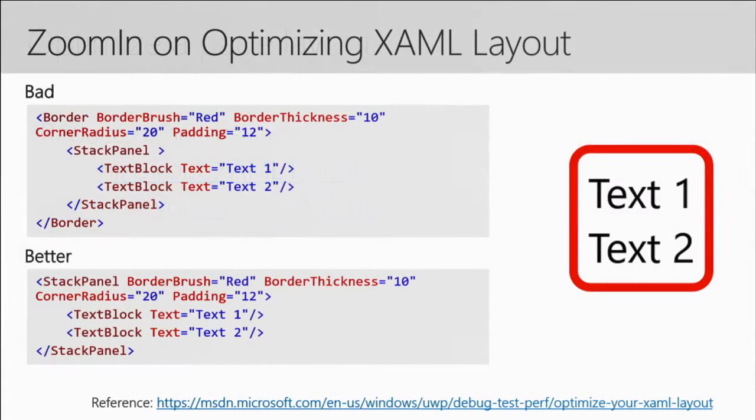So we have some links to optimizing your XAML layout and optimizing your XAML markup. That's what we're talking about here. And you see, we use an example here. We have a stack panel within a border.